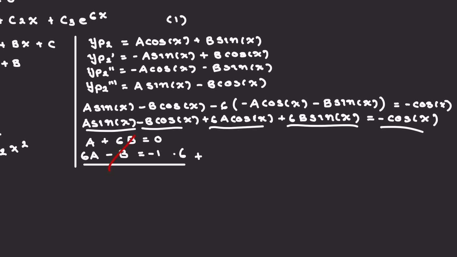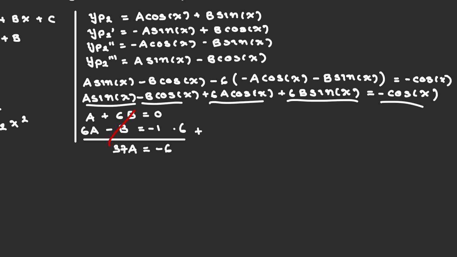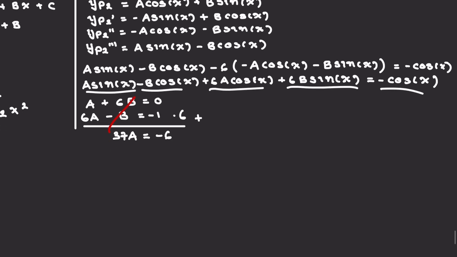So we can cross out this piece because 6b minus 6b is just 0. And so we have here a plus 36a is just 37a. We use the wrong color. 37a equals negative 0 plus minus 1 times 6, which is just negative 6. And then we have our a as negative 6 over 37.